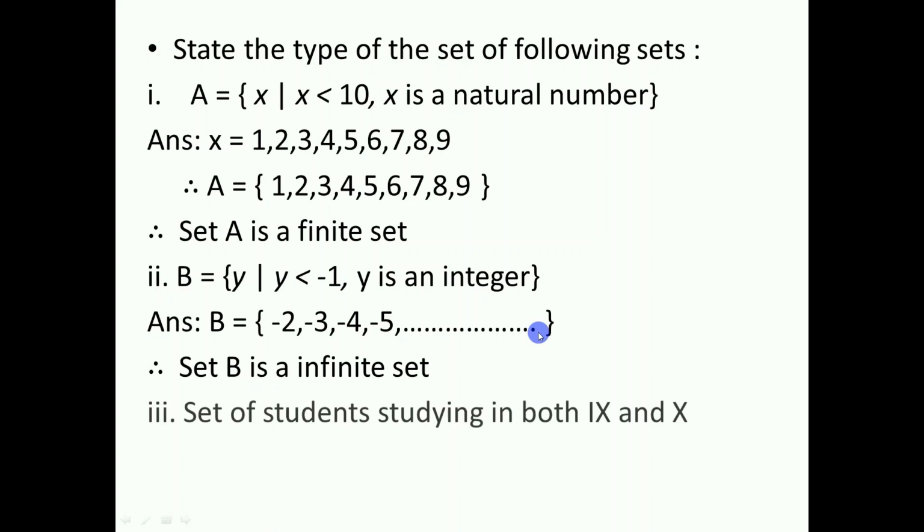Now moving on to the next question, which is the set of students studying in both 9th and 10th standard. For this question you have to think a bit harder, because it is talking about students studying in both the 9th and 10th. Each student can study in only one standard, not both. If you take the example of yourself, you must be studying in the 9th or in the 10th, so you cannot study in both. So in this case, the set will be just empty, or you can write this sign which is read as phi. I have considered the set as set S. There are no students studying in both 9th and 10th. One student cannot study in both standards at one time.